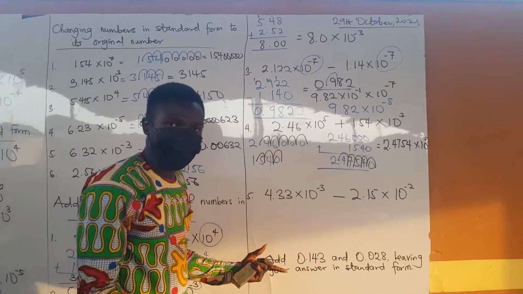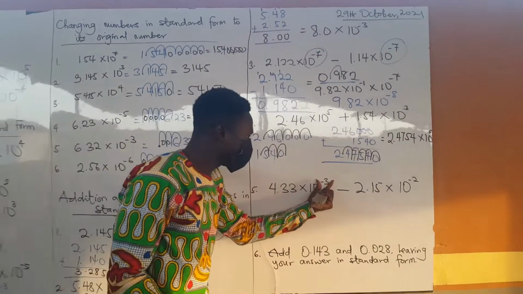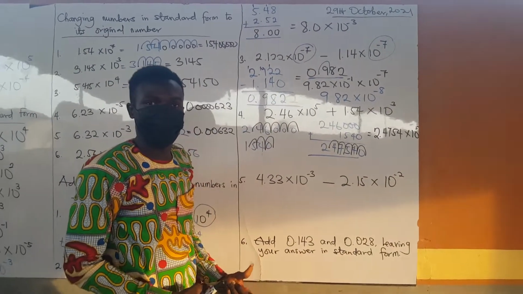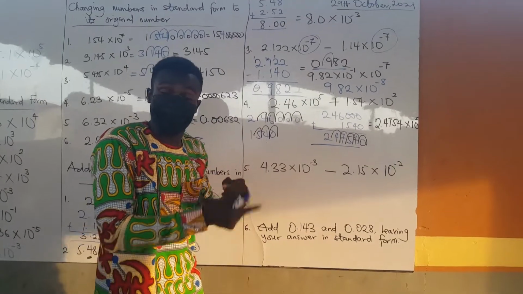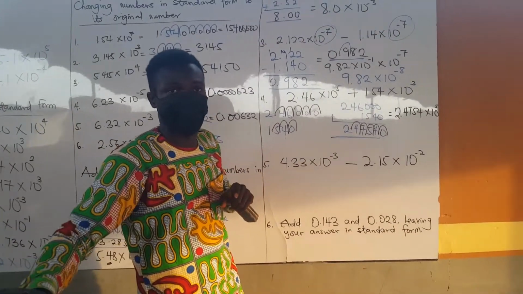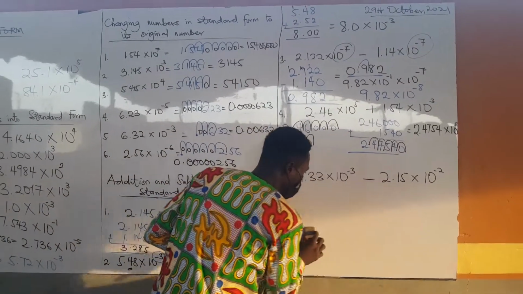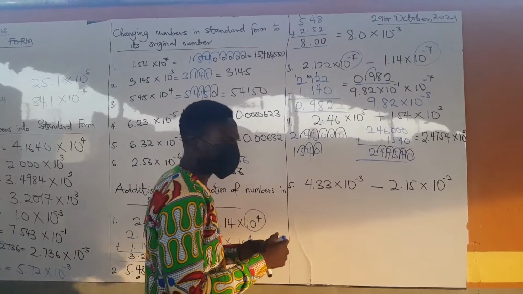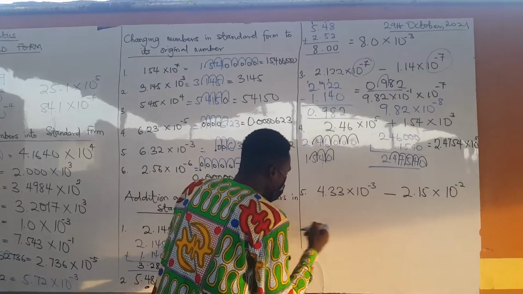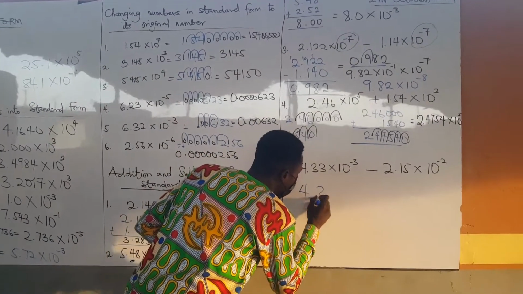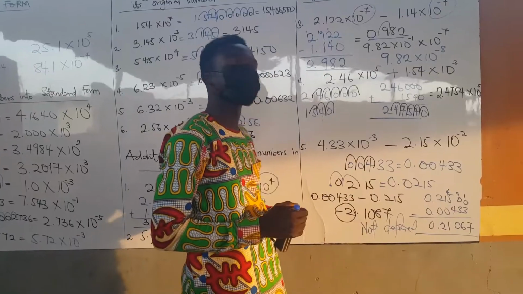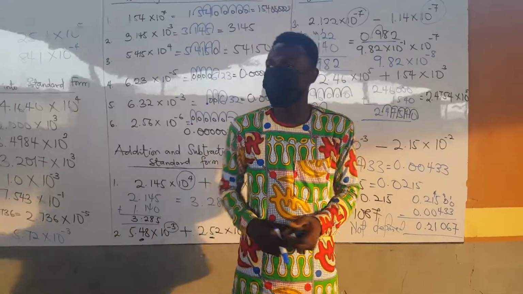With the subtraction, it is the same thing. If the powers are not the same, change the number into its original. So changing this one into its original, we are going to have 4.33. We have been able to get the answer.